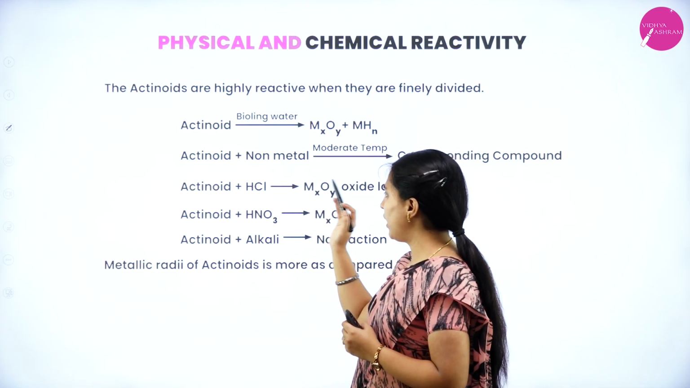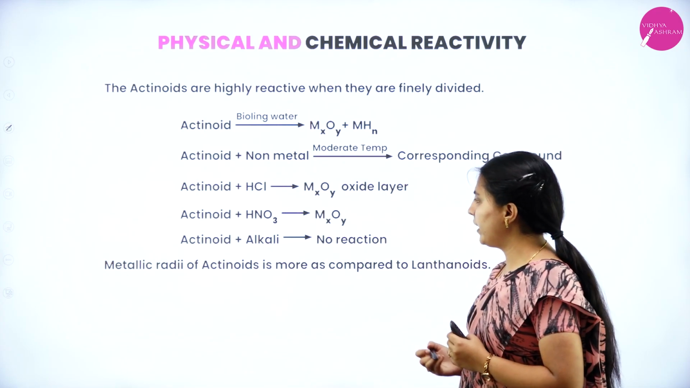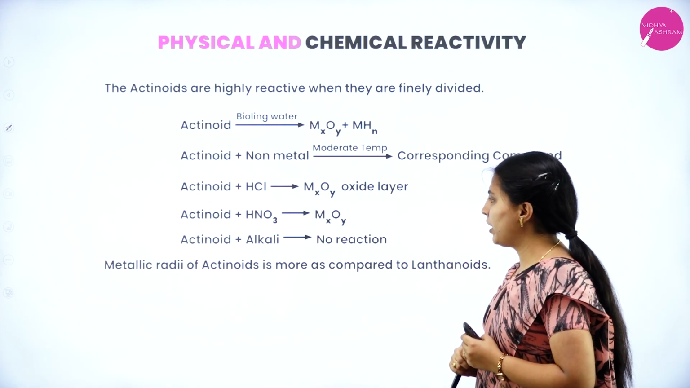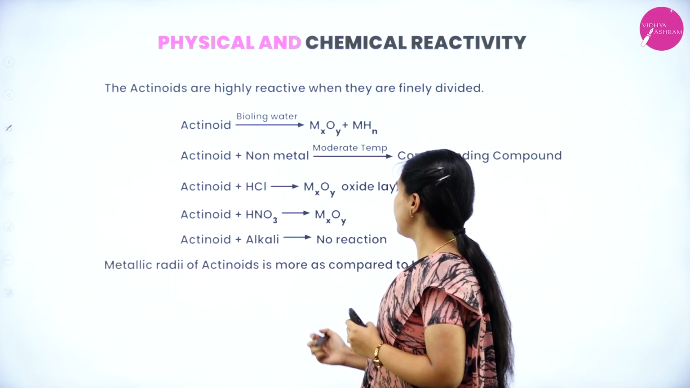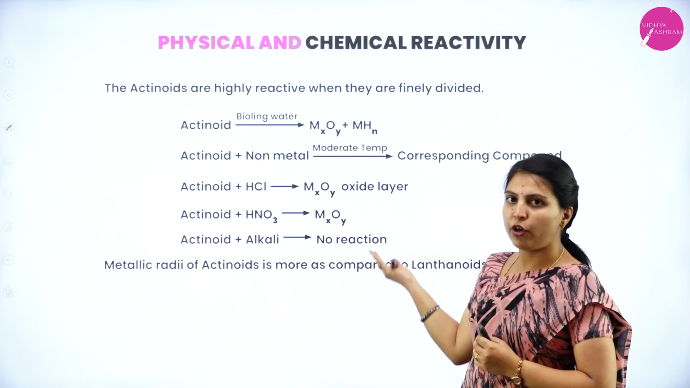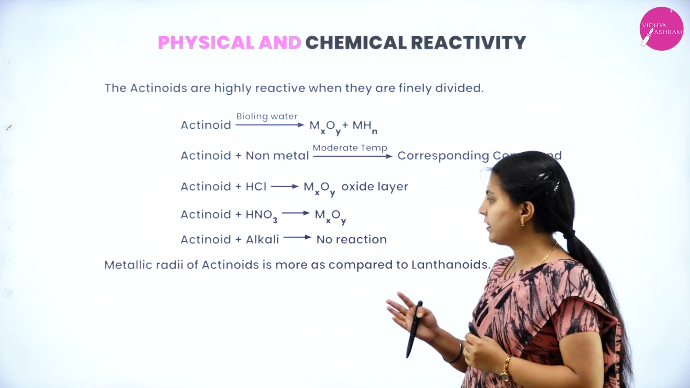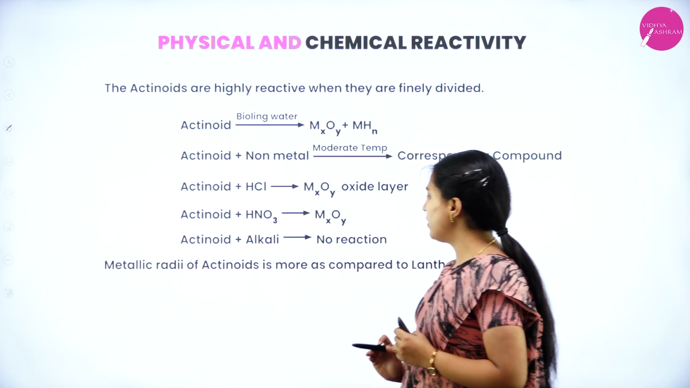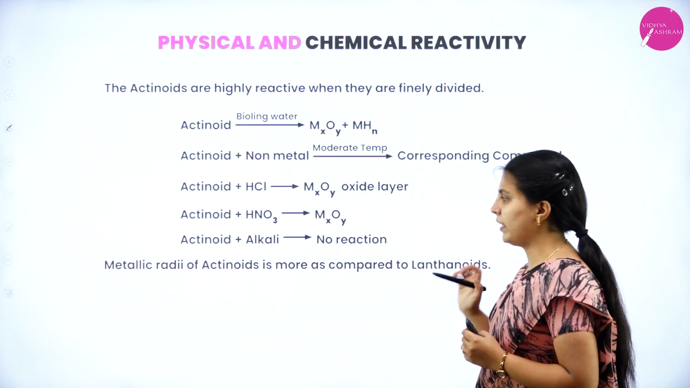Actinoid plus hydrochloric acid, oxide layer. Actinoid plus nitric acid, which is also a metal oxide. Actinoid plus base, no reaction, meaning actinoids only react with boiling water, non-metals and acids, not with bases. Metallic radii of actinoids is more as compared to lanthanoids.